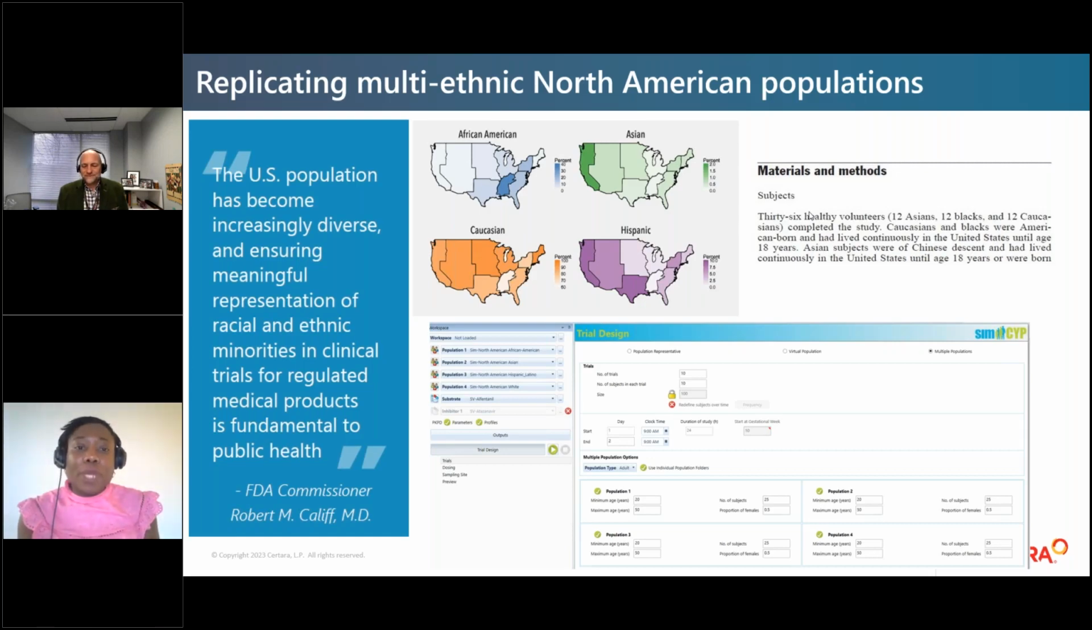So if I was going to replicate this study, I would select the multiple populations feature, but only highlight 3 populations. Then I can specify the number for each population, saying the Caucasians are 12, the Blacks are 12, and the Asians are 12. So you can replicate the clinical trial exactly, simulating as much as possible the trial you're trying to represent.